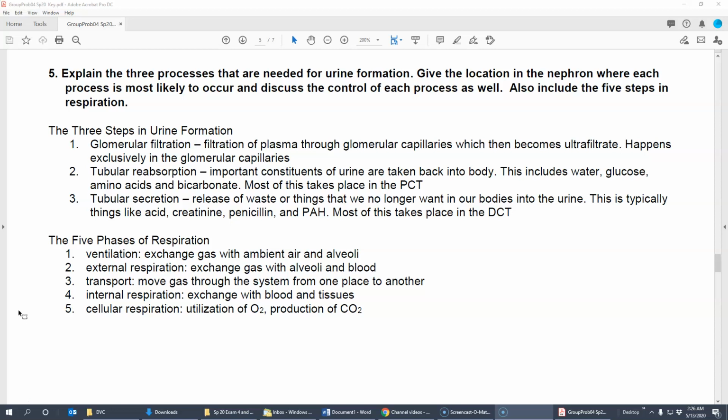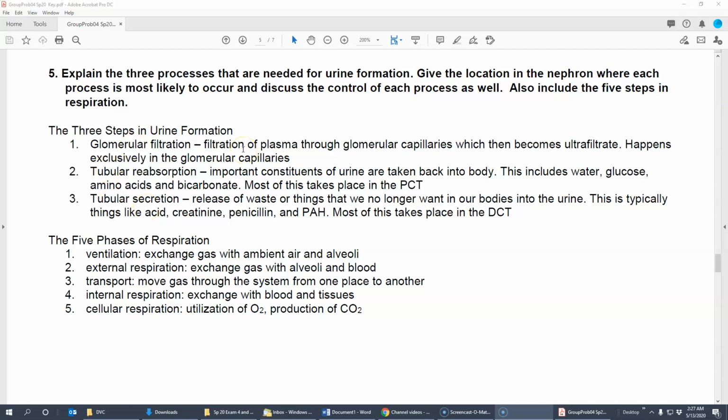Number 5, in terms of the questions, asks two very simple questions, I think. What are the 3 processes for urine formation? And the other one is the 5 steps in respiration. So the 3 steps in urine formation: you have to have glomerular filtration, tubular reabsorption, and tubular secretion.